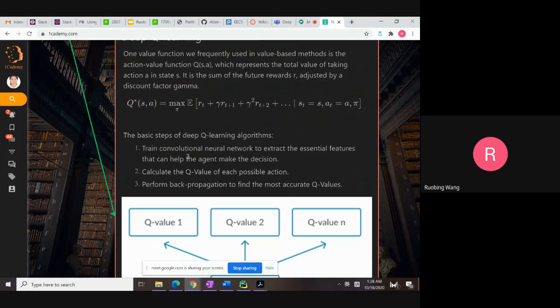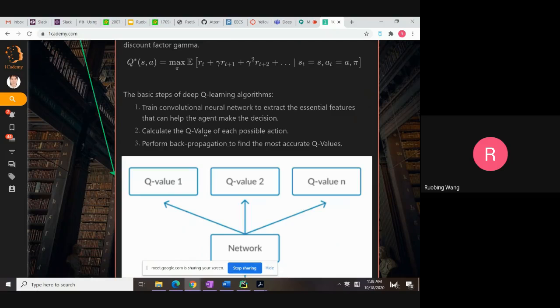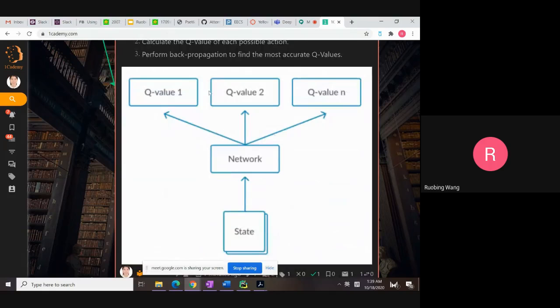And the basic steps of the deep Q-learning algorithm are as follows. We will train our convolutional neural network to extract the essential features that can help the agent to make the decision. We will calculate the Q value of each possible action, and we will perform backpropagation to build the most accurate Q value. So the model is simplified in this graph. We have some states, we forward them to our neural network, and we output some Q values, and we do the backward pass to help get the most accurate values.